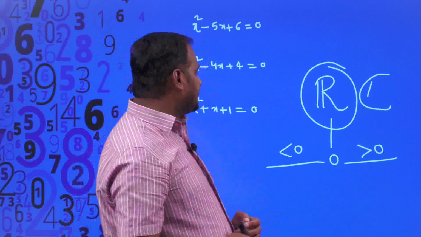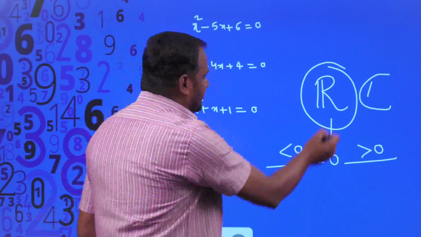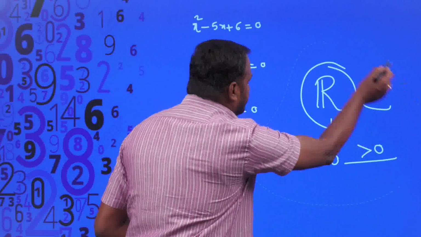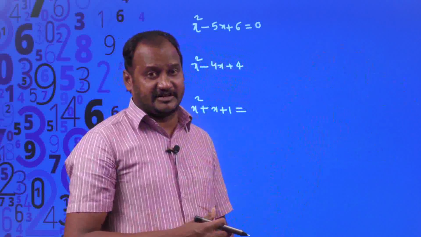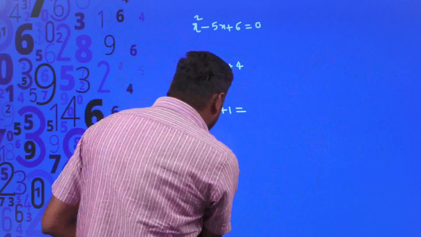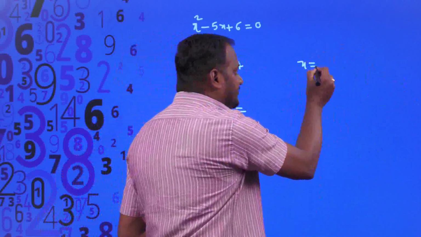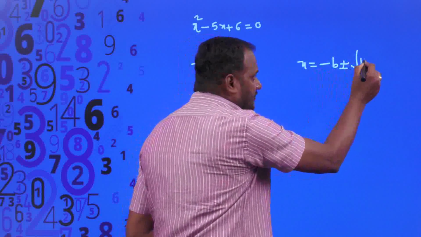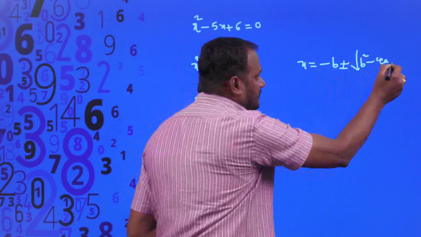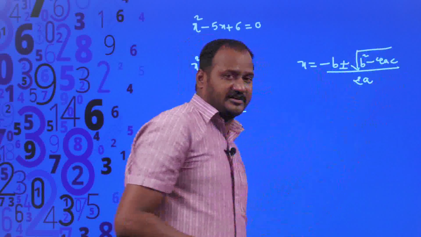So when I think about it, I need to recall my quadratic formula. What is the quadratic formula? We just now discussed and derived it, right? The quadratic formula for finding the roots of a quadratic equation is x equals minus b plus or minus square root of b square minus 4ac, whole divided by 2a, right? This is the quadratic formula.